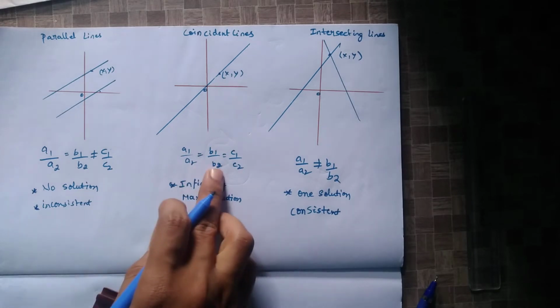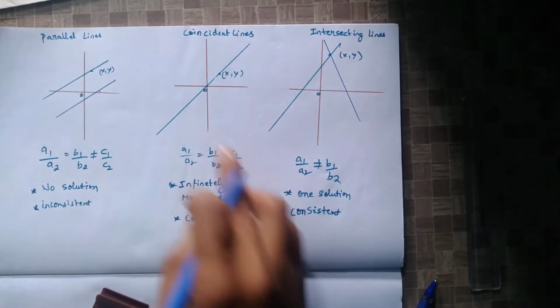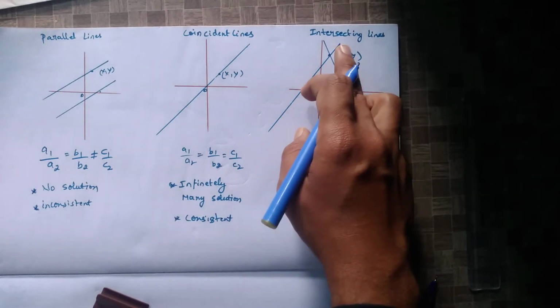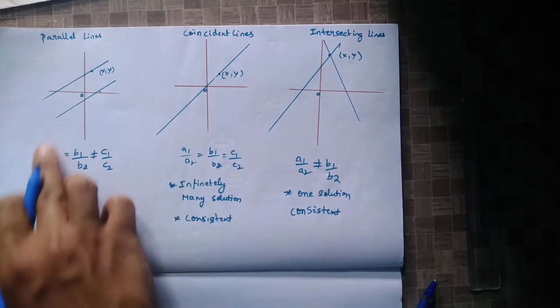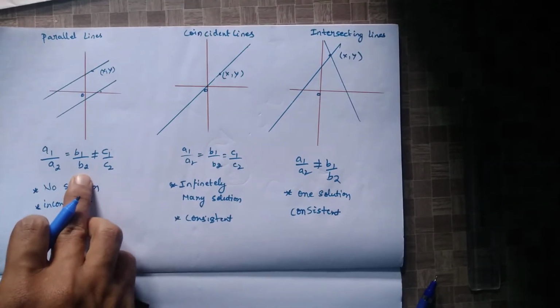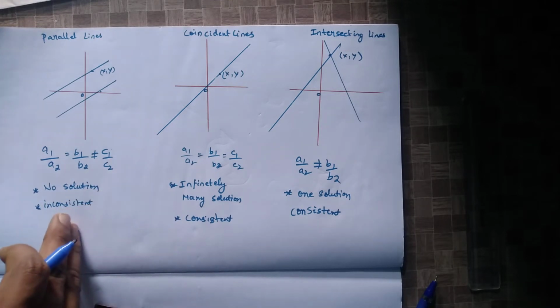Here a1 by a2 is equal to b1 by b2 is equal to c1 by c2, so I call these coincident lines. Here a1 by a2 does not equal b1 by b2, so I call them intersecting lines, intersecting at only one point. Here these are two parallel lines. Here a1 by a2 is equal to b1 by b2 and does not equal c1 by c2, so they do not form any solution. So the system is inconsistent.